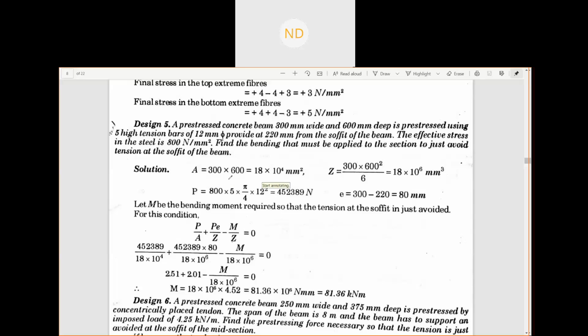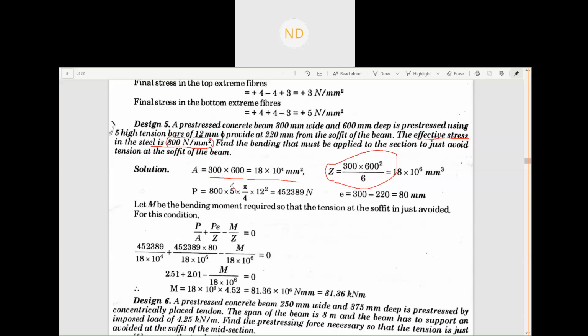You already know the area and the section modulus, BD square by 6. Now the thing where you may have had a problem is the pre-stressing force, because in the question it was given that the effective stress in the steel is 800 Newton per mm square. So we did not have the pre-stressing force here. This effective stress, we know, is force per unit area.